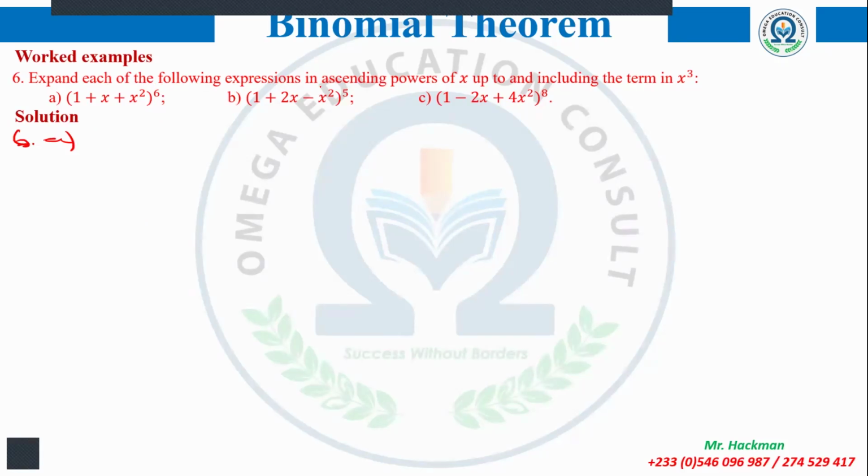Expand each of the following expressions in ascending powers of x up to and including the term in x cubed. So again, ascending powers of x up to and including the term in x cubed. It will not always be x cubed, so don't assume it will always be x cubed. So what are we given? Let me help you. I won't do it fully for you because I want to see your inputs. Plus x squared to the power 6. There's an expression; you introduce your terms with equal to. How many terms do we have in the bracket here?